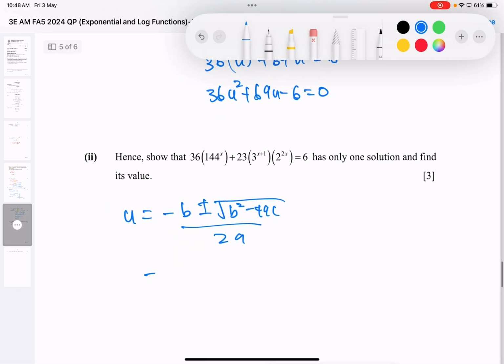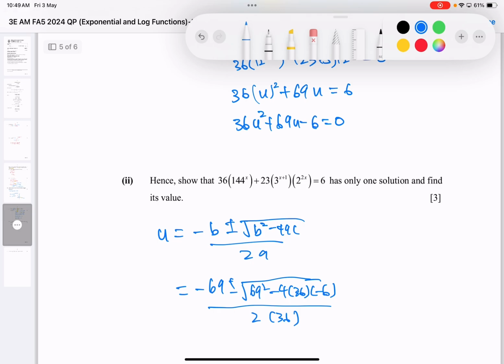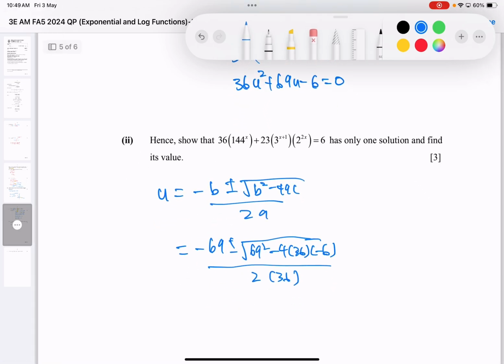Substitute it inside: negative 69 plus minus square root of 69 squared minus 4 times 36 times negative 6, over 2 times 36. Use your calculators, okay? If I use my calculator, mode 5, 2, 36, 69, negative 6, that is going to give me u is equal to 1 over 2, or u is equal to negative 2.